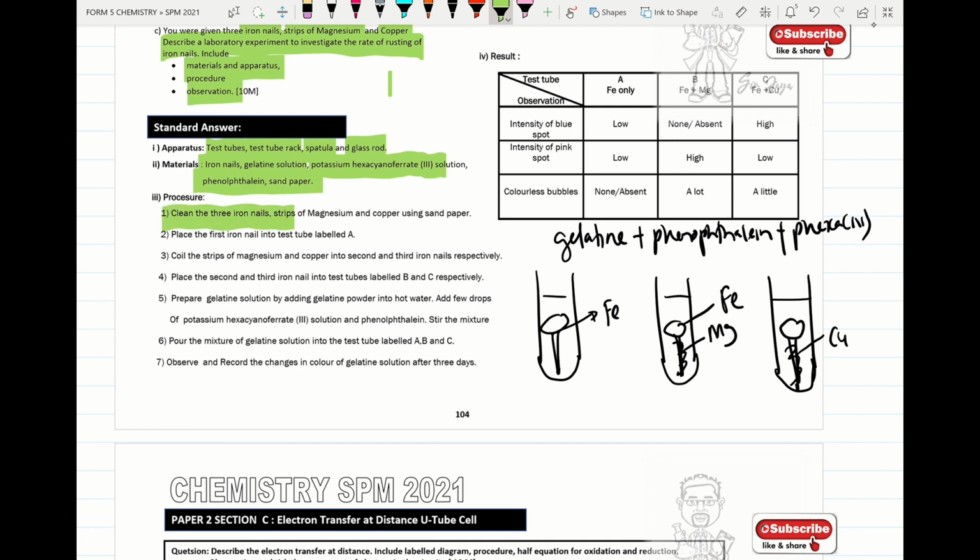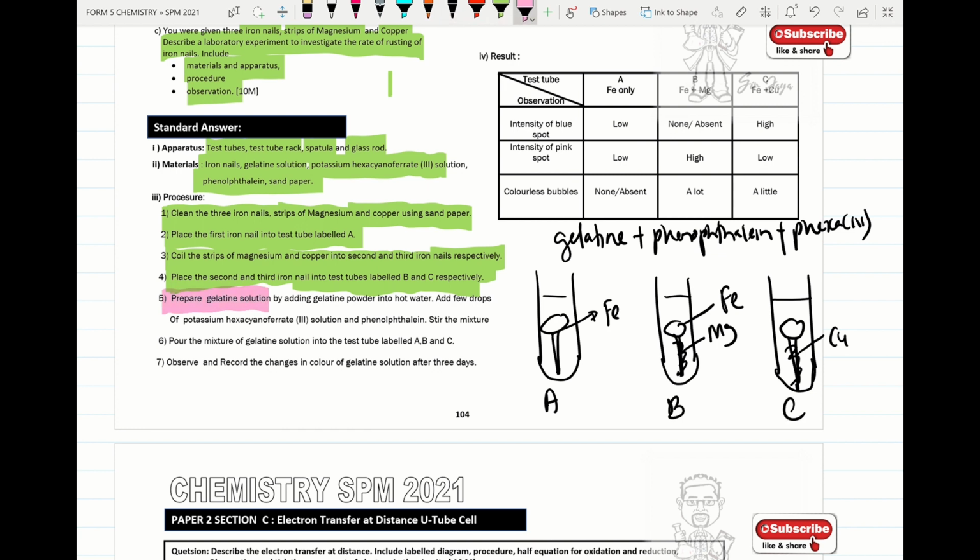Clean 3 iron nails, and the strips of magnesium and copper, using sandpaper. Place the first iron nail into the test tube labelled A. Second, coil the strips of magnesium and copper onto the second and third iron nails respectively. Place the second and third iron nails into the test tubes labelled B and C.